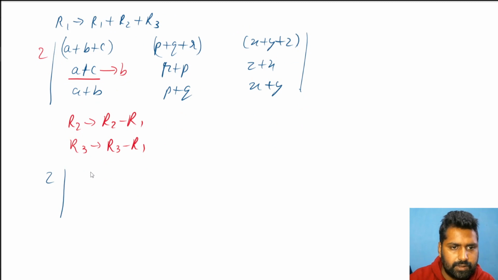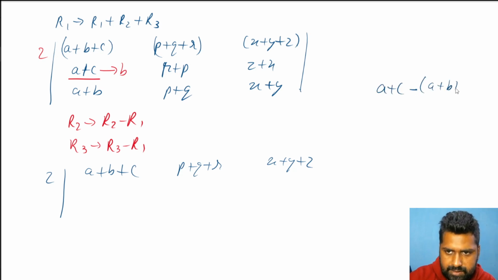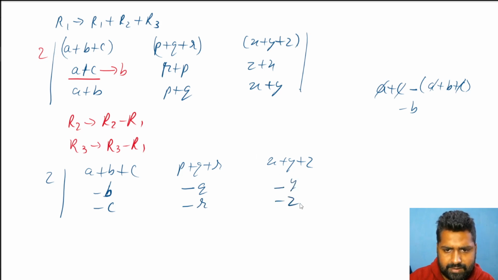So 2 times A plus B plus C, P plus Q plus R, X plus Y plus Z. If we subtract A plus C, see, A plus C needs to be subtracted from A plus B plus C. So instead of getting B, you will actually get minus B. That's not a problem. At least B is there now. So minus B. Here you will get minus C. The rest of the expression you don't have to check. They will be symmetric. Here it will be minus Q. Here it will be minus R, minus Y, minus Z.